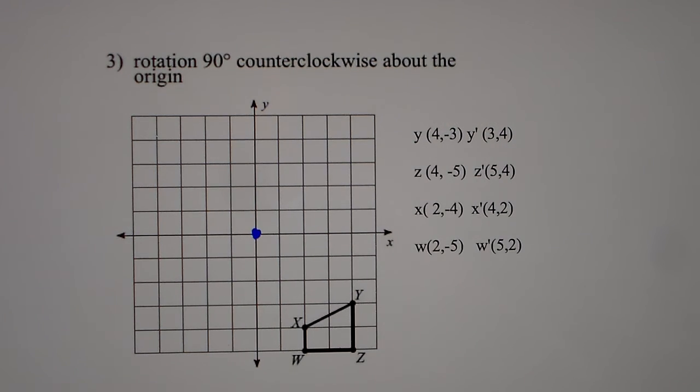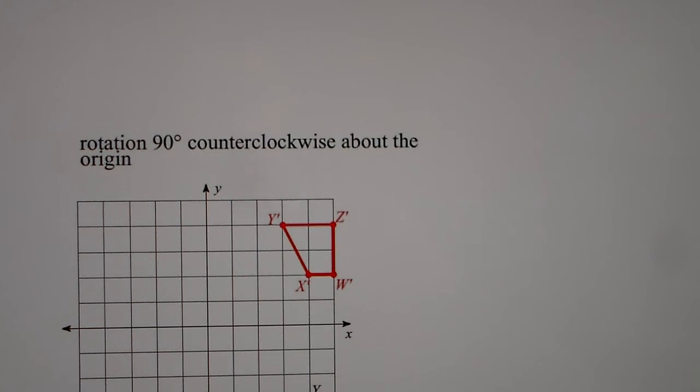We graph those coordinates. So 3, 4. So that's my Y prime. My Z prime, 5 to the right, 4 up. X prime is 4, 2. And 5, 2 is my W prime. Connect them up. Let me show our little figure. It got rotated 90 degrees counterclockwise, and that's what our answer looks like. There's the pretty version.